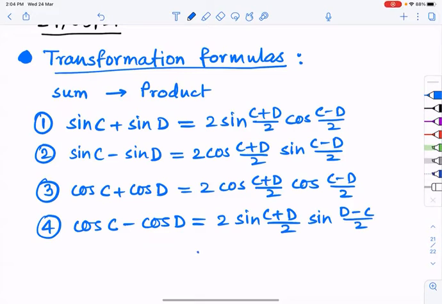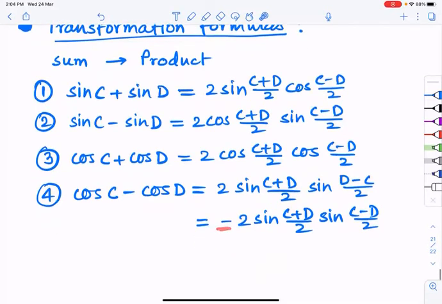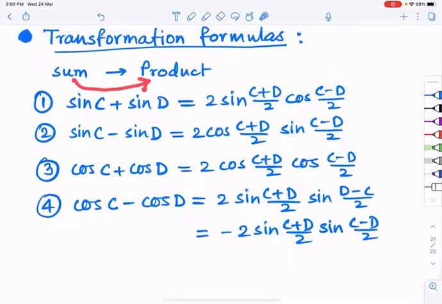Or this is also written as minus of 2 sine (C plus D) by 2 into sine of (C minus D) by 2. So if you want to maintain this type of angle, C plus D by 2, C minus D by 2, in that order, then you have to put a minus sign before. Because if you take minus common from this, that will come before this term. Okay, so these are 4 formulas under sum to product transformation.